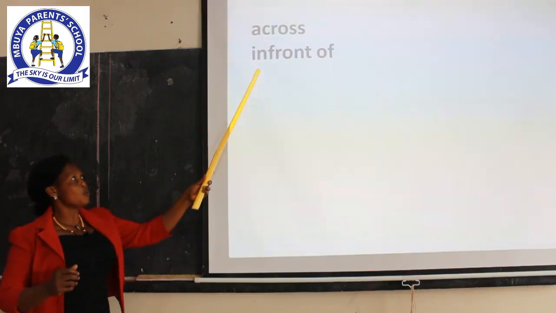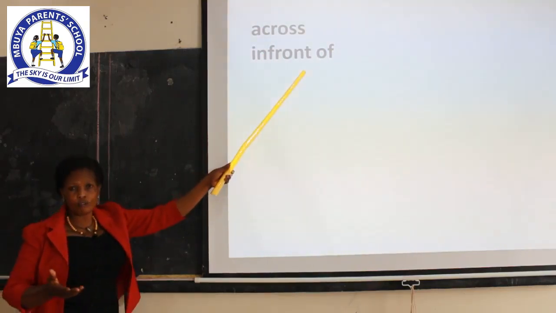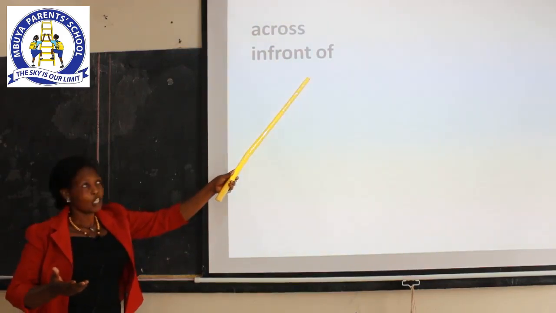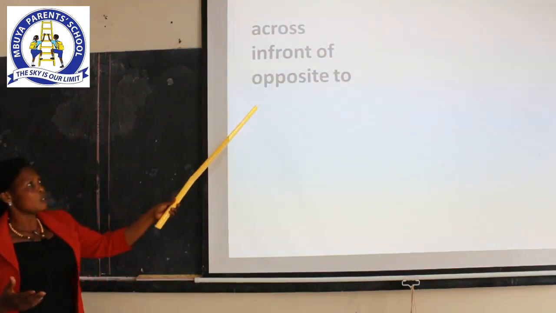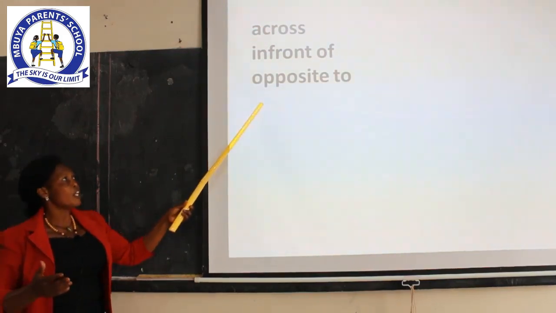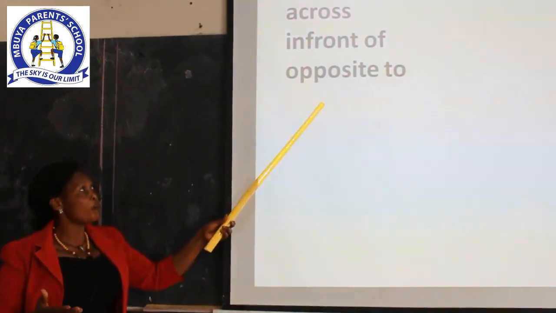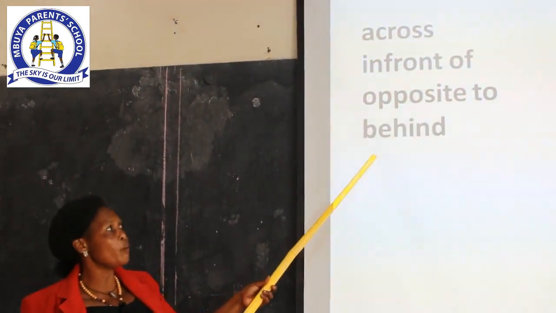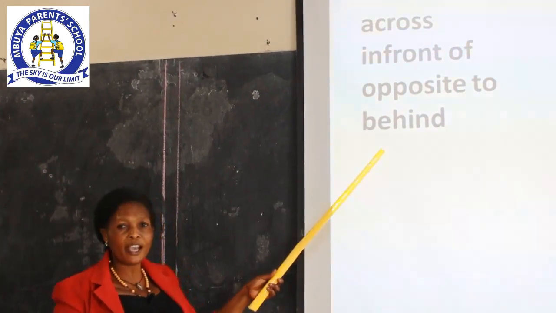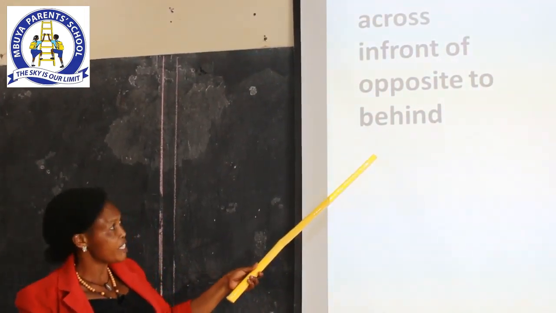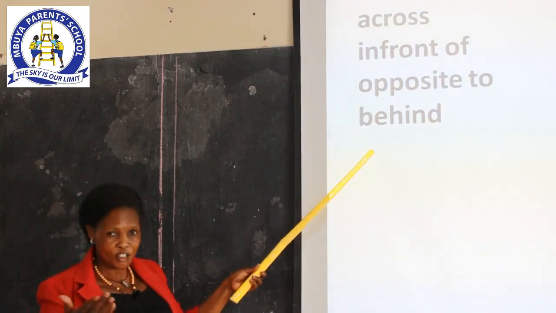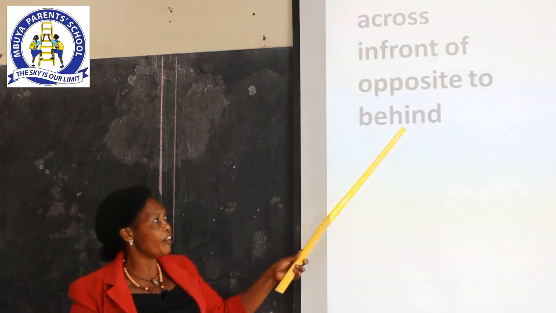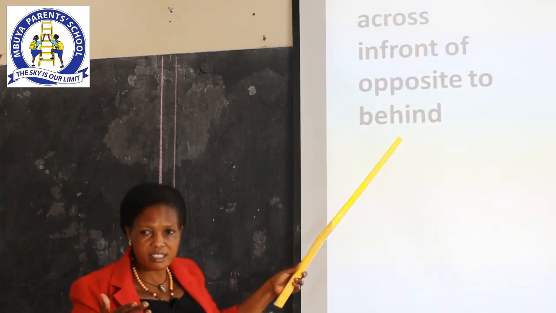Another word we can use is in front of. Good. Another word we can use is opposite to. Another word we can use is behind. Somebody to spell the word behind. Good. B-E-H-I-N-D. The word is behind.